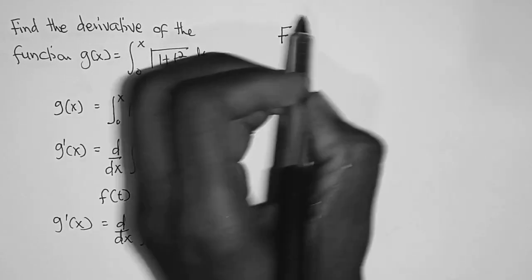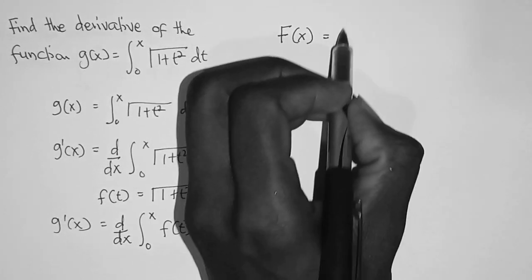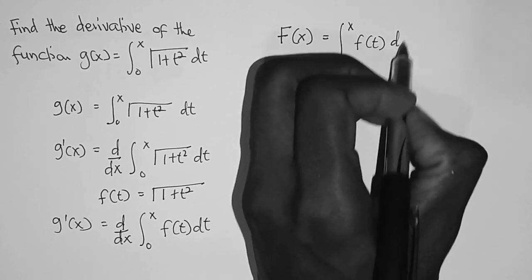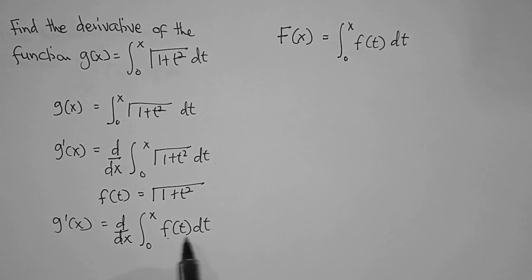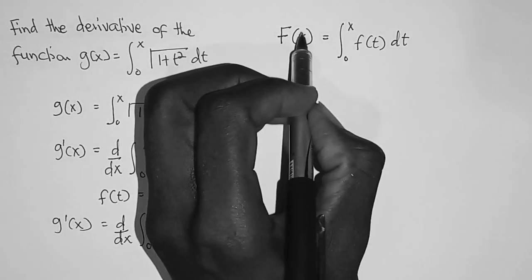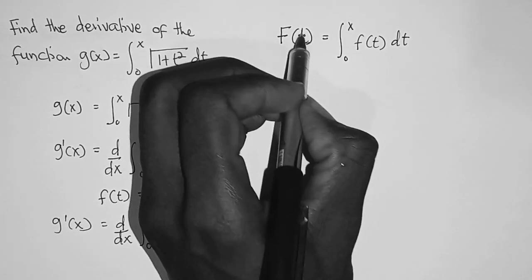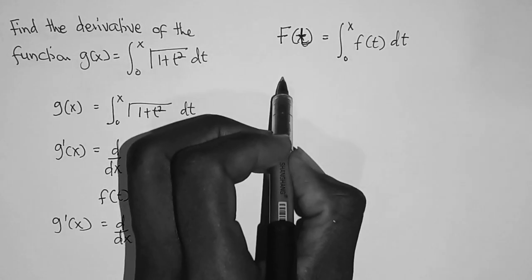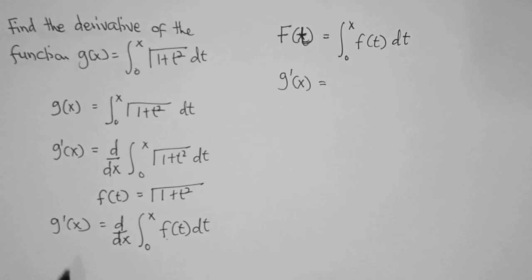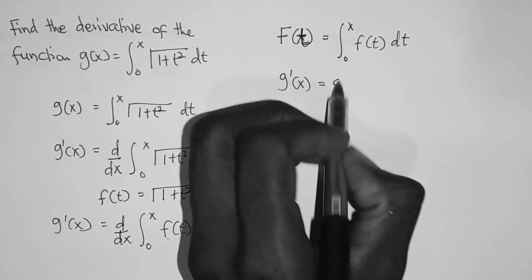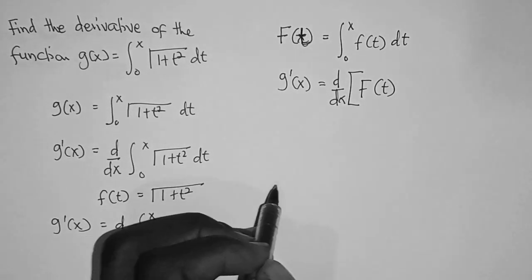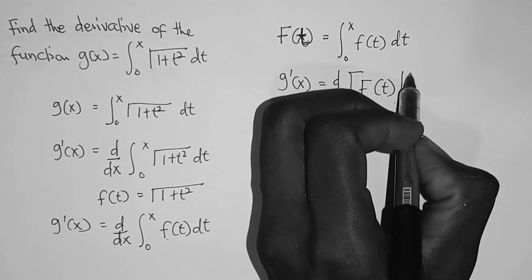We said that capital F of x is equal to the integral from 0 to x of f of t dt. So it implies that if we integrate small f of t, we are going to get capital F of t. So this is capital F of t. Therefore, g prime of x is equal to d/dx of capital F of t evaluated at 0 and x.